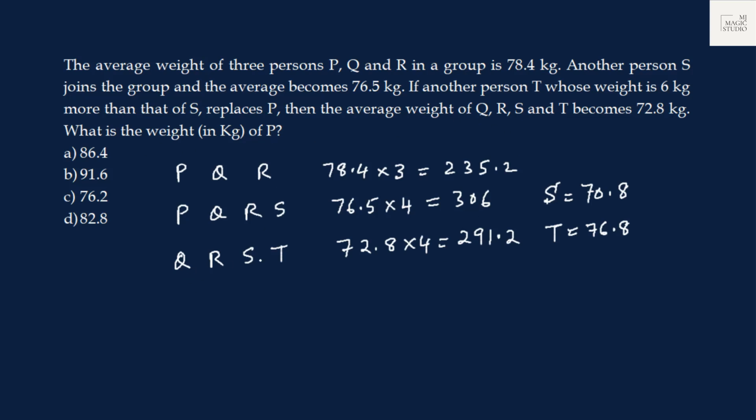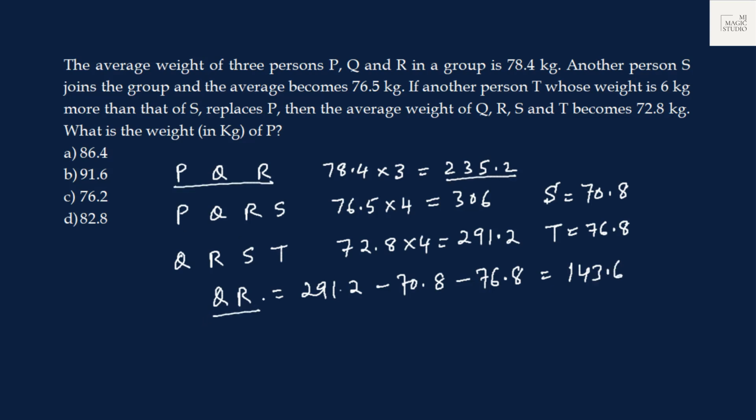Now from QRST, I've got the value of ST. That means QR is 291.2 minus 70.8 minus 76.8, and that will give us 143.6. Now PQR is this. If I subtract QR, I'll get P is 235.2 minus 143.6. That will be 91.6. Weight of P in kgs is 91.6. Option B fits in.